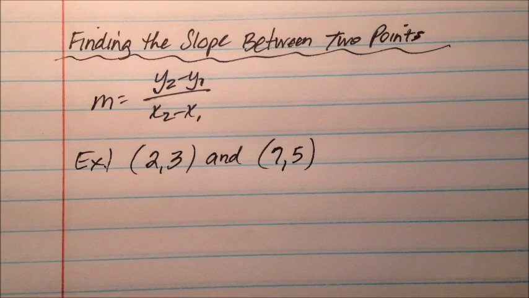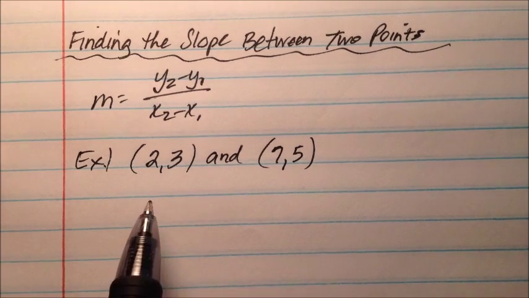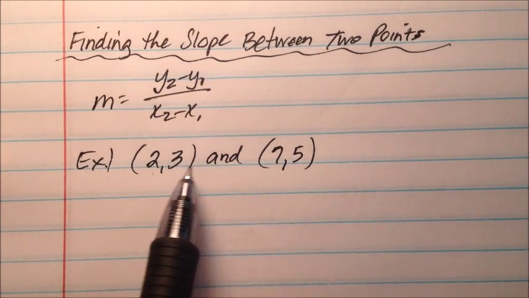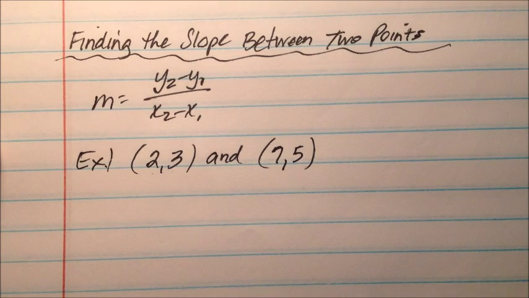So is the line almost vertical, like it's really steep, or is it pretty horizontal, a pretty shallow line? So let's go ahead and see. Our first example, we have the points (2, 3) and (7, 5).